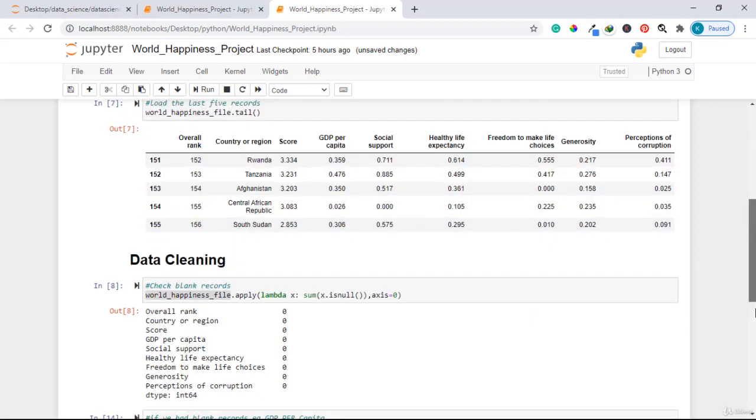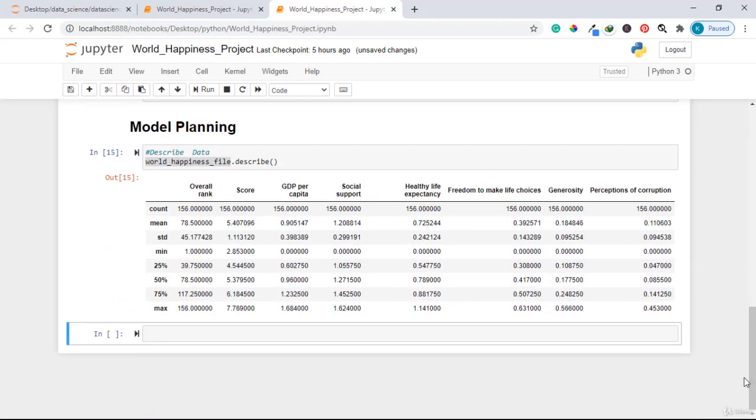So the attributes that we are going to consider in this case are these, starting from GDP per capita, social support, healthy life expectancy, freedom to make life choices, generosity, and perception of corruption. These are the attributes that influence the score of world happiness right here.